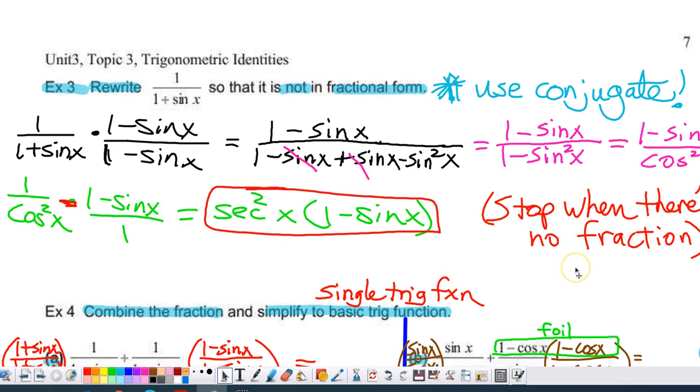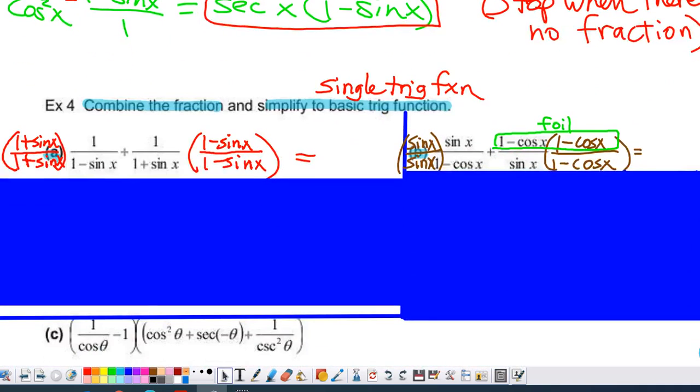Okay, so notice in red I wrote stop when there's no fraction left. So secant squared x times 1 minus sine x is no longer a fraction.